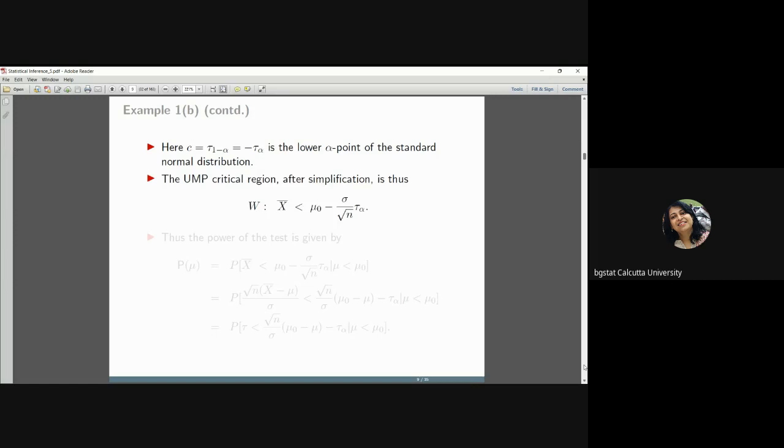So that's basically what this says. And it turns out that after some simplification, the critical region which you get is x bar less than mu naught minus sigma by root n tau alpha. So previously for the right tail test, it was mu naught plus sigma by root n tau alpha, and we reject if x bar was greater than this. If the alternative is of the less than kind, then we reject the null if x bar is less than this threshold. As before, we can calculate the expression for the power or the power function.